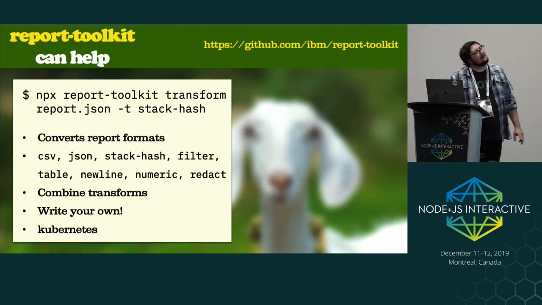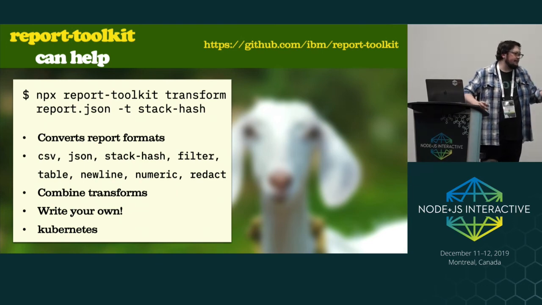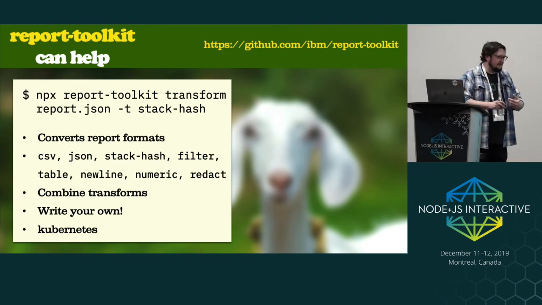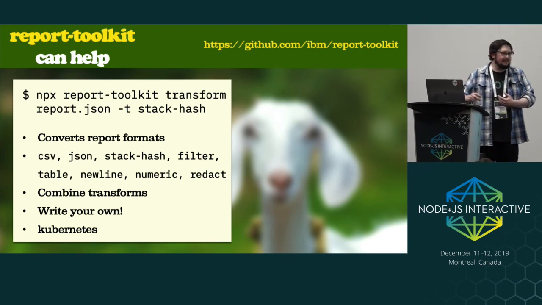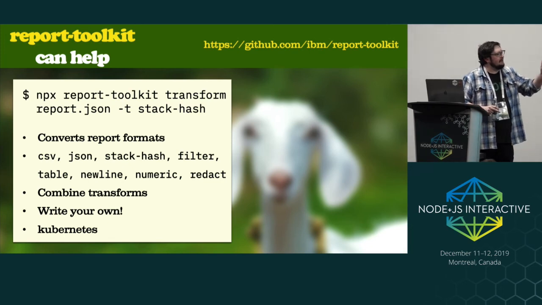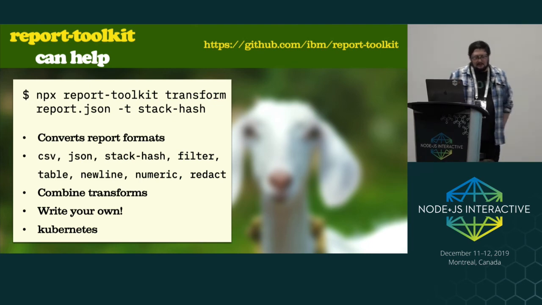It'll also convert these diagnostic reports to CSV or JSON. You can filter stuff, so if you only want a couple of those fields, give it a filter. Table, of course, is the kind of output you saw before. Newline would be something like newline-delimited JSON if you need that sort of thing. Numeric is kind of an experiment where you can use it in a shell context and pipe it to something. There are neat little tools that will generate graphs in your console. You could combine that with a filter, pick out a certain field, and keep running that over time. Redact is essentially the same thing as the redact command.